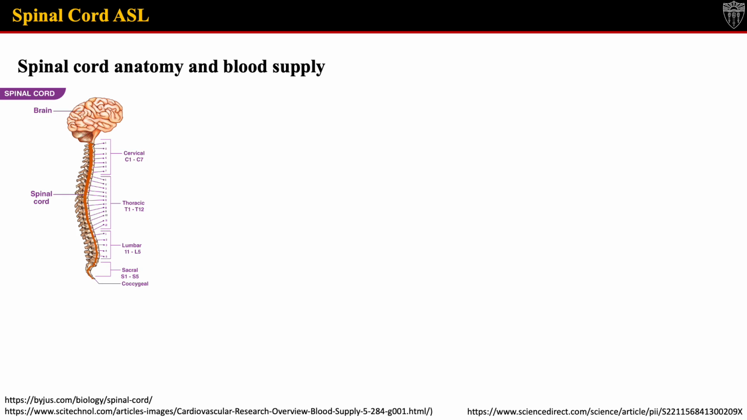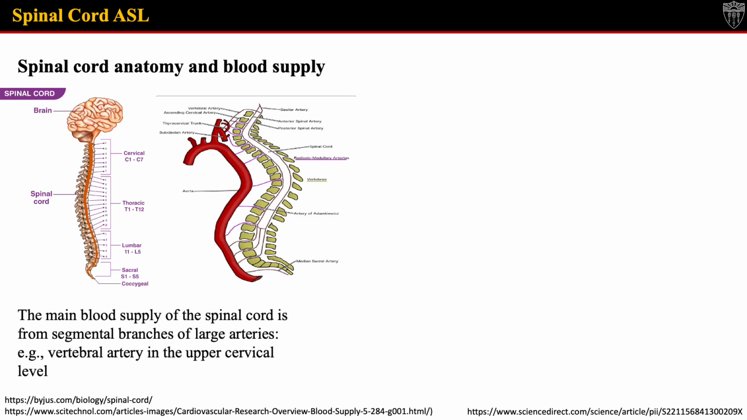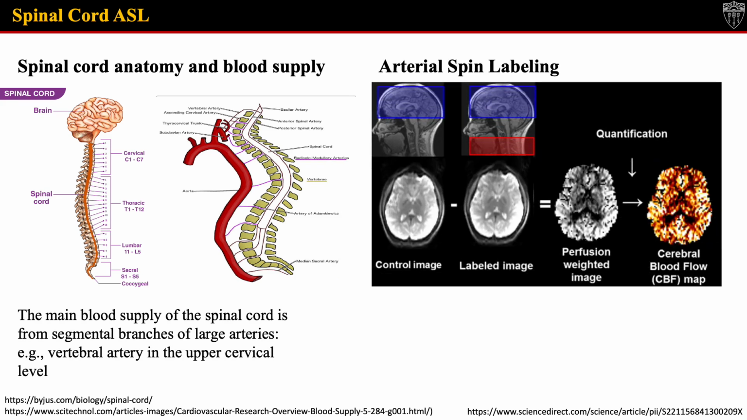Spinal cord is part of our central nervous system. It can be divided into four parts: the cervical, thoracic, lumbar, and the sacral spinal cord. It is important to know the blood supply of the spinal cord. The main blood supply of the spinal cord is from segmental branches of large arteries. For example, the blood supply of the upper part of the cervical spinal cord is from segmental branches of the vertebral arteries.